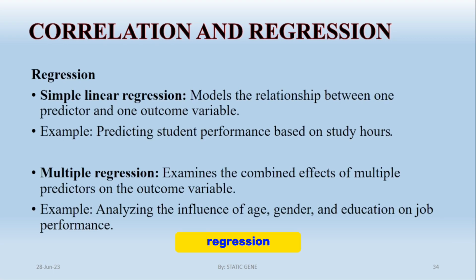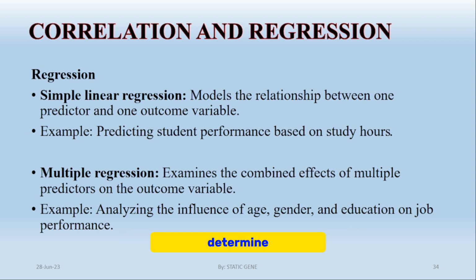Now, in regression, it's divided into simple linear regression and multiple linear regression. Now, in simple linear regression, it models the relationship between one predictor and one outcome variable. For example, if you want to predict a student's performance based on the study hours, student performance, that is one dependent outcome variable. Based on study hours, hours studied, that is independent variable. So those are only two. That becomes a simple linear regression.